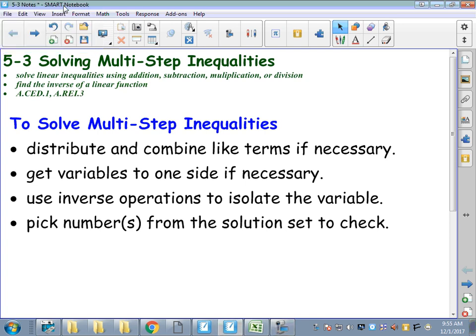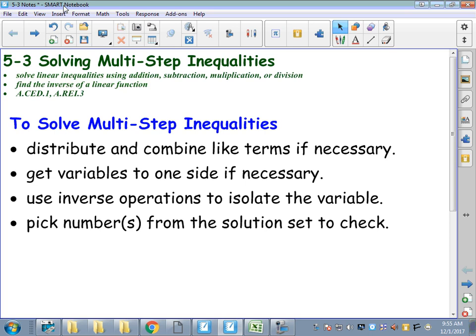These are your 5-3 notes on solving multi-step inequalities. We're going to take the strategies from 5-1 and 5-2, adding, subtracting, multiplying, dividing to solve inequalities, but we're going to combine them. So today is just sort of mixing up several different forms. So they get a little bit more difficult, but it's the same concept. You're going to use inverse operations to solve.